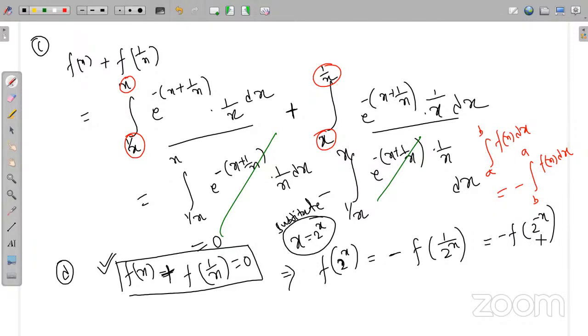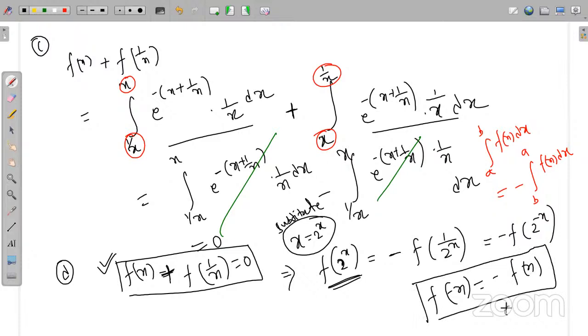Tell me, so f of 2 of 2 to the power x is equal to minus 2 to the power minus x means what? You know, odd function means what? f of minus x is minus of f of x. Yes or no? ये होता है odd function का definition. Odd function क्या कहता है? f of minus x is equal to minus of f of x.